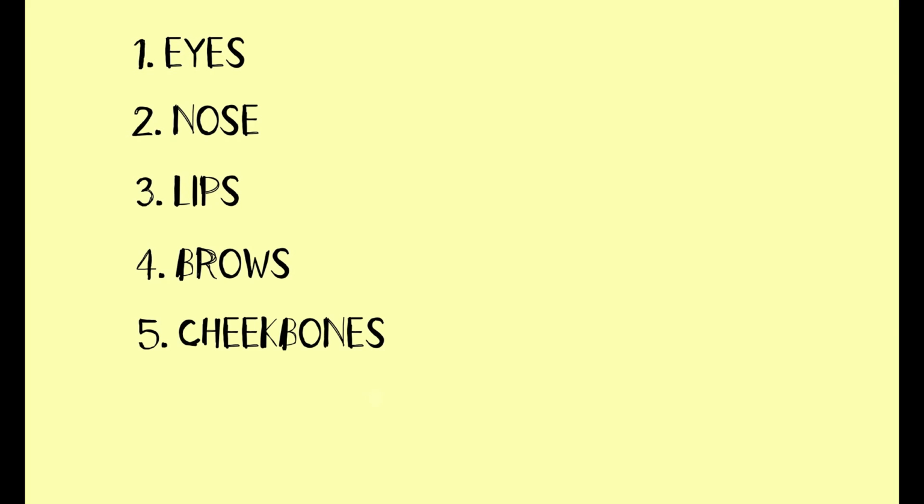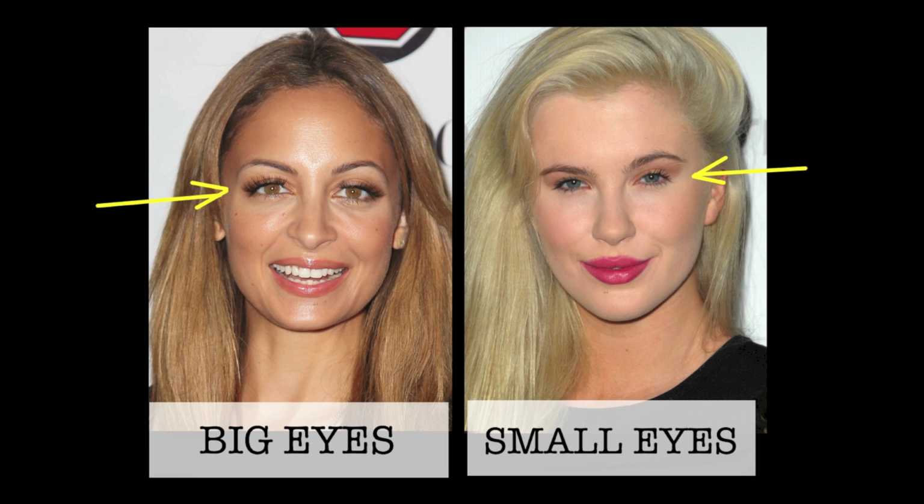So those are proportions. Now let's look closer at the features of the face. What features do we have? Eyes, nose, lips, brows, and cheekbones. Let's look closer at those. First are the eyes. Eyes can be big or small, compared to the rest of the face. They can be close set or wide set.